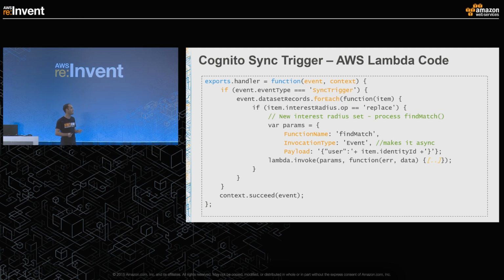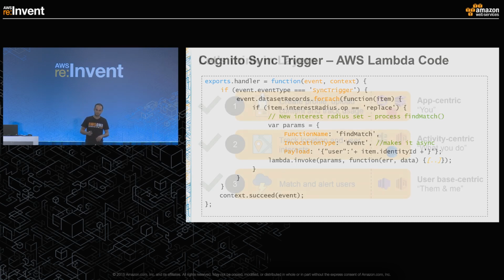I'm invoking the Lambda function asynchronously, the find match function from this Lambda function. Why asynchronously? I want this function to terminate and have the other find match function do the rest. I don't want to wait for the find match function to come back. If you want to do that, you can change the invocation type. So both asynchronous and synchronous invocations are possible.